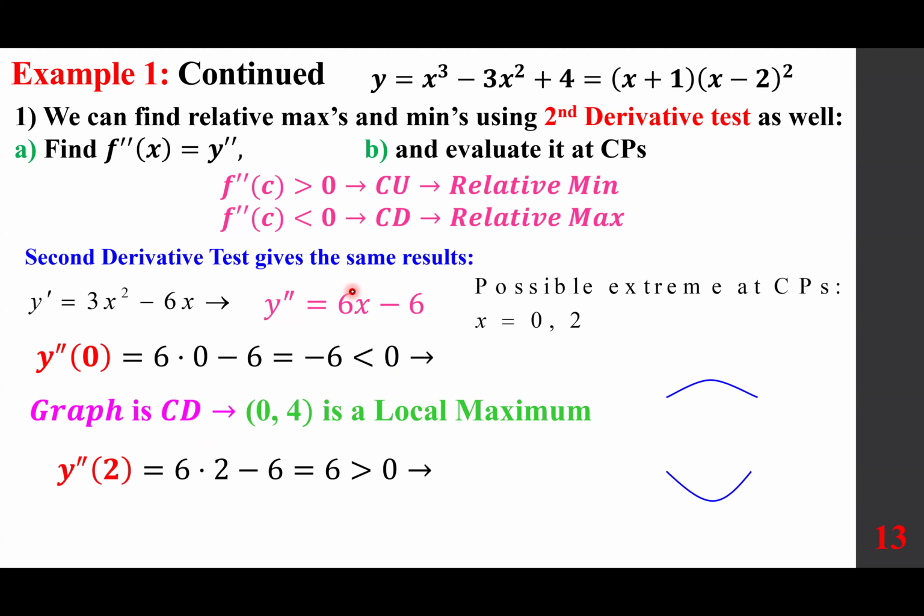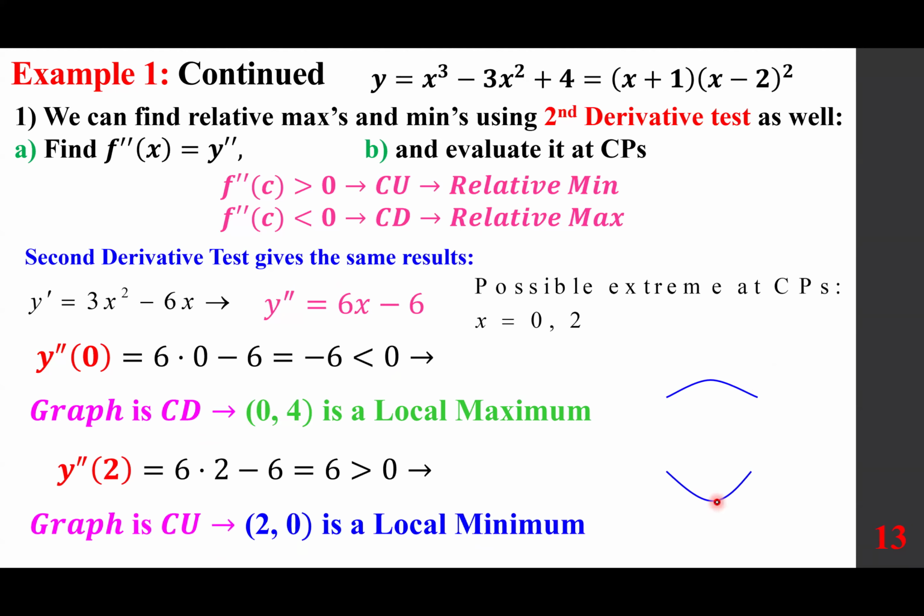Positive looks like that. Concave up. Concave up means local minimum. So the graph is concave up, CU short for concave up. (2, 0) is a local minimum.